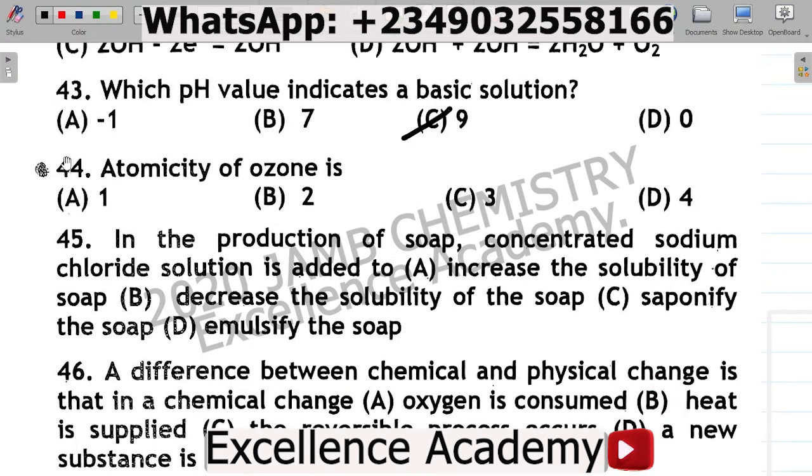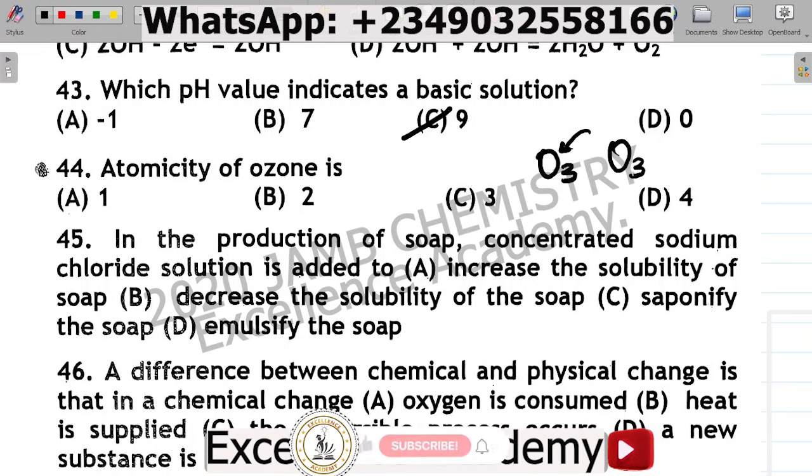Next up, question 44. 44 says the atomicity of ozone is A, 1, B, 2, C, 3, D, 4. For ozone, the formula is O3. O3 is the formula for ozone. That means when they say atomicity, they ask you how many atoms of oxygen do we have there? O3 simply means 3 atoms of oxygen. So hence, its atomicity is 3. The correct option is C, 3.